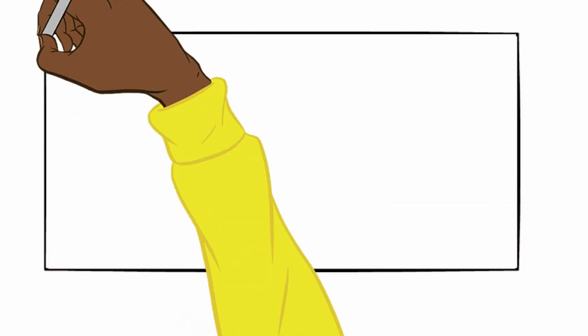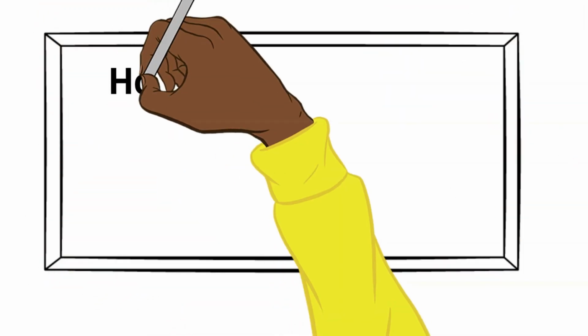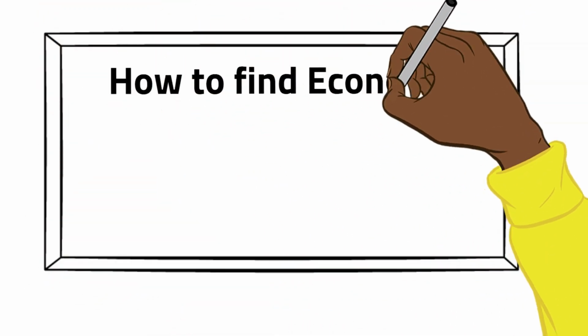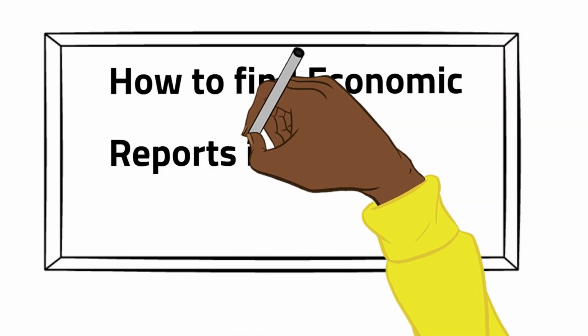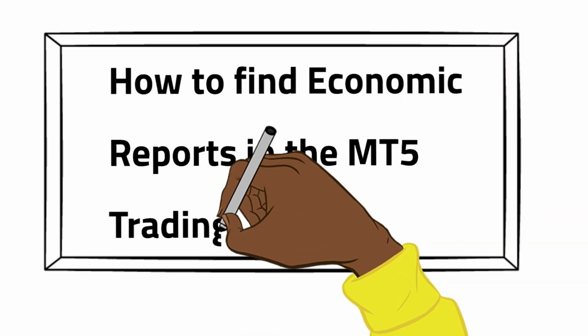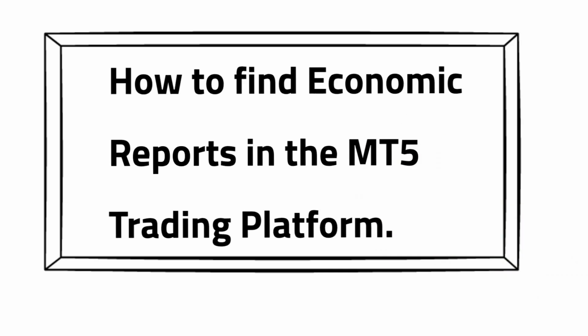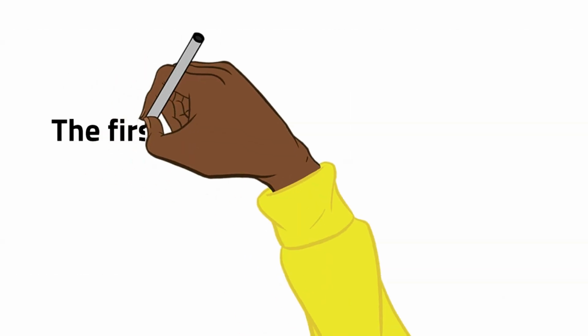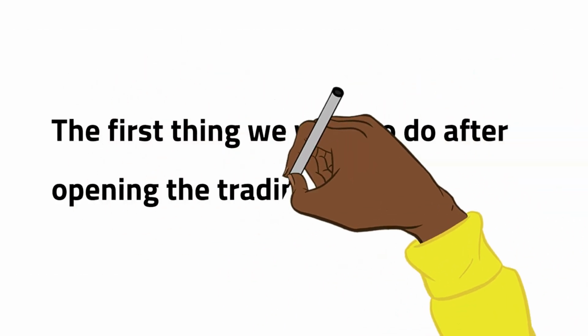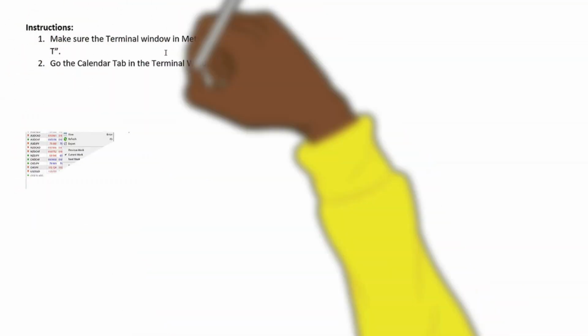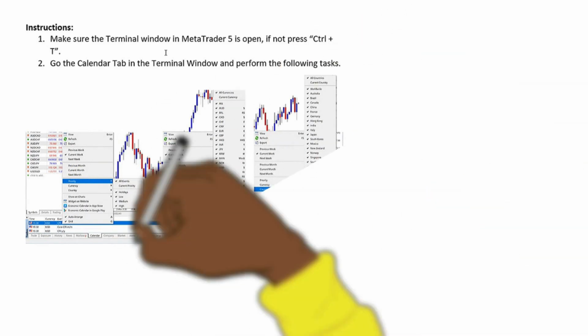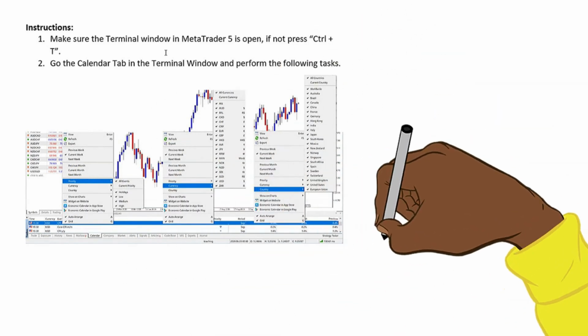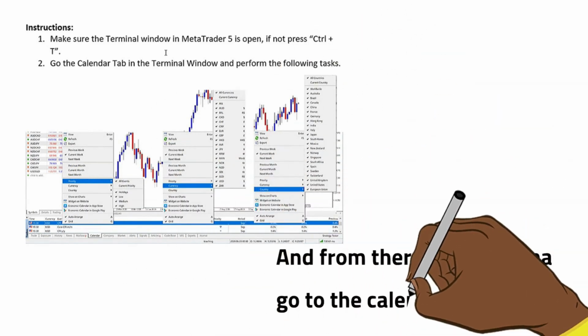The purpose of this video is to learn where we can find the economic reports belonging to which major currencies in the MetaTrader 5 trading platform, as well as how to filter through them based on their impacts. So the first thing we want to do after opening the trading platform is to make sure that the terminal window is open and is displayed, and we do that by pressing the Ctrl+T shortcut, and from there we're going to go to the calendar tab.